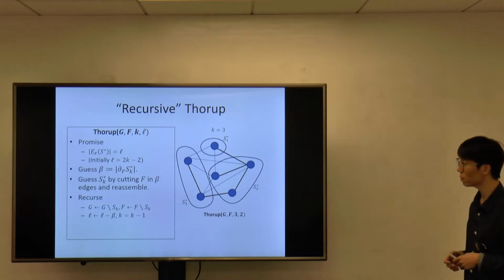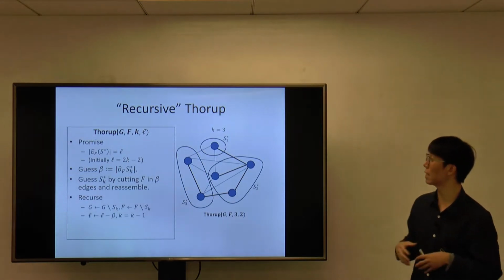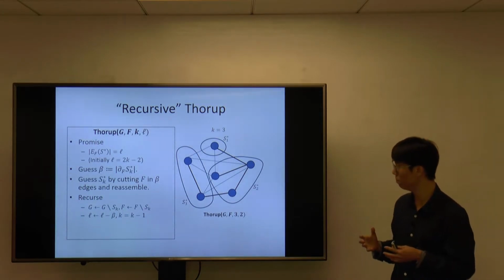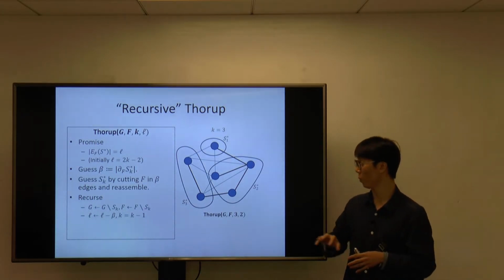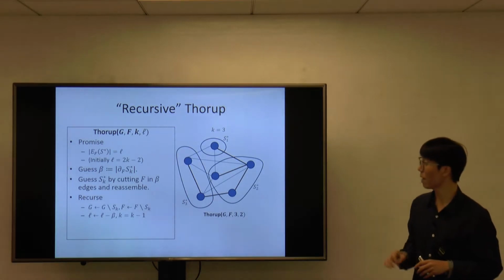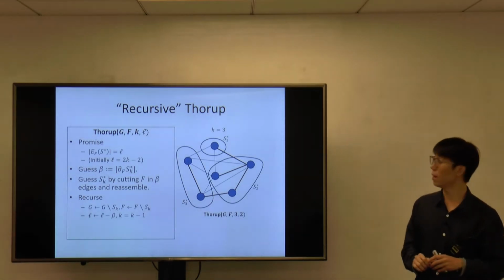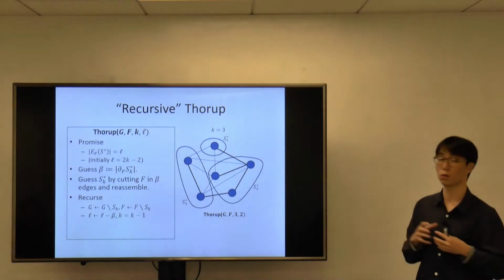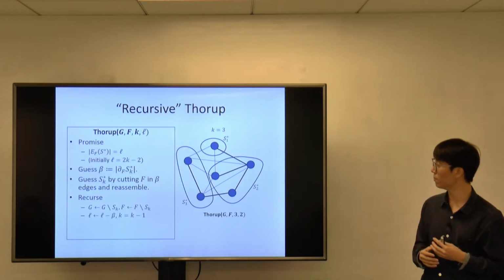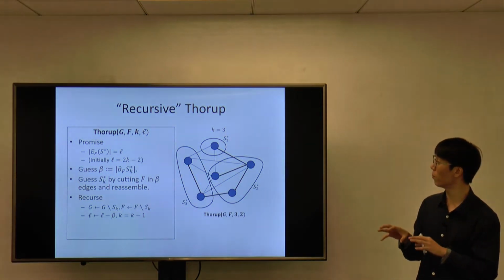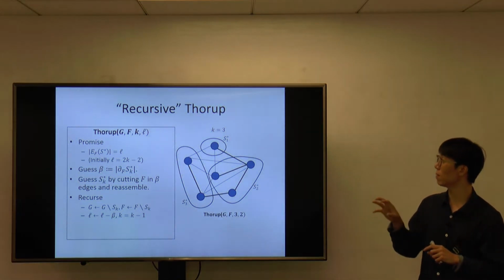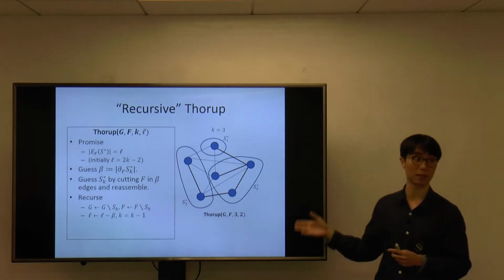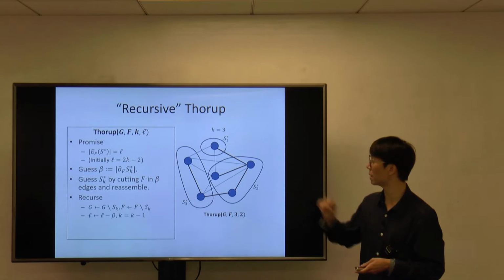Once we guess Sk star, we recurse. We remove Sk star from both the forest and the graph, and k is decreased by 1. Crucially, once we remove Sk star and look at the k minus 1 cut, we know that the number of forest edges cut by the smaller k minus 1 cut is decreased by exactly beta because we removed Sk star from the graph.